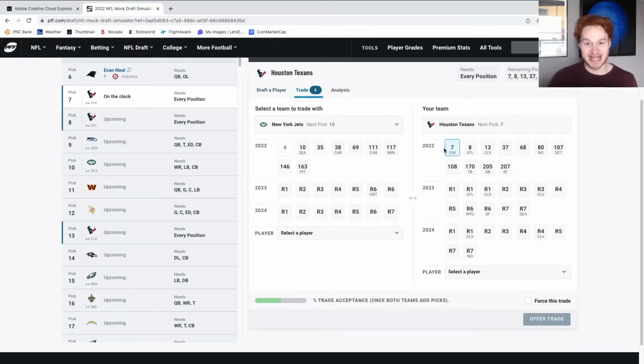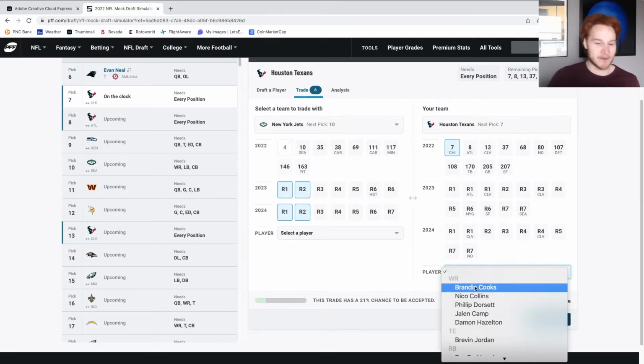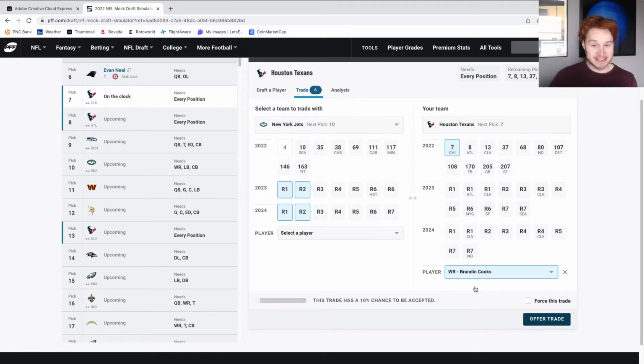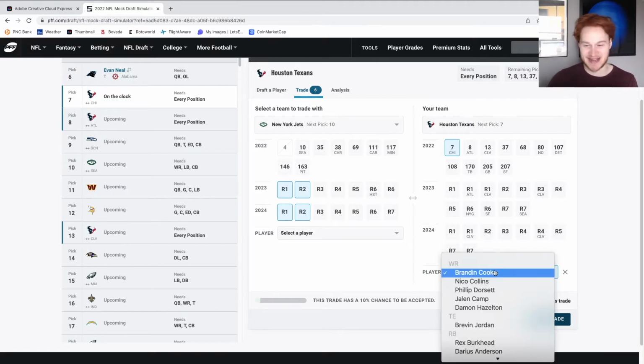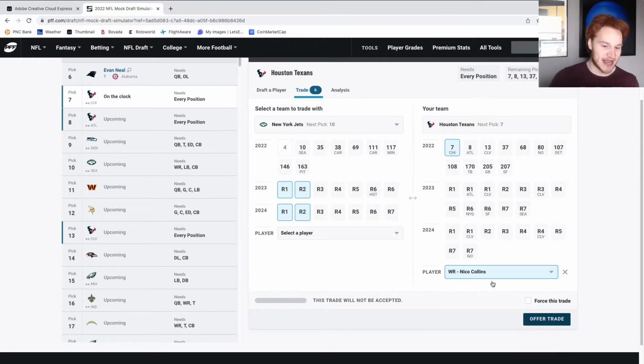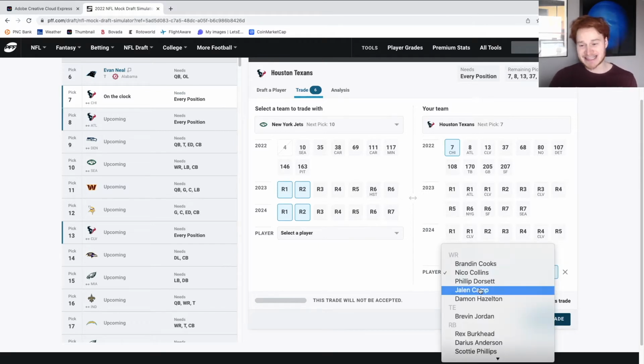We're going to trade with the Jets. We'll move back to 10. Could we get your 2023? No, we're not going to be able to do that. Maybe we can get their 2023 and, oh my goodness, can I get their second round? We'll give you Brandin Cooks. Brandin Cooks has negative trade value too? Probably because he signed that two-year contract. Nico Collins? Oh my, these guys have horrible value.